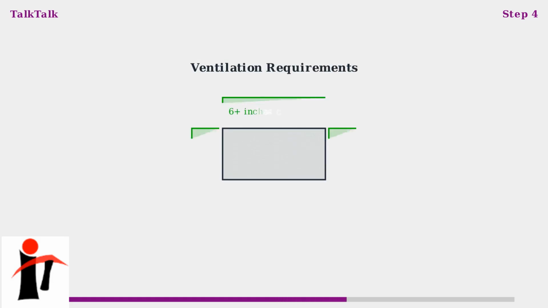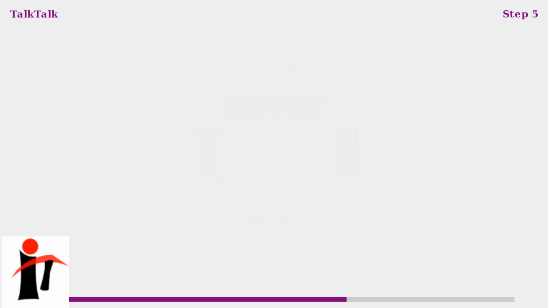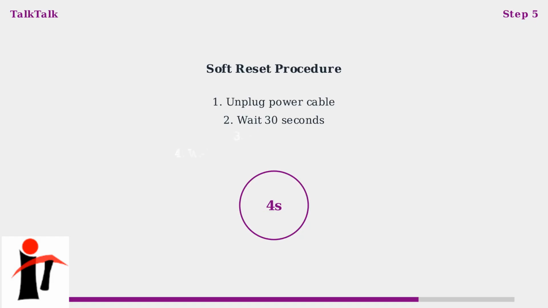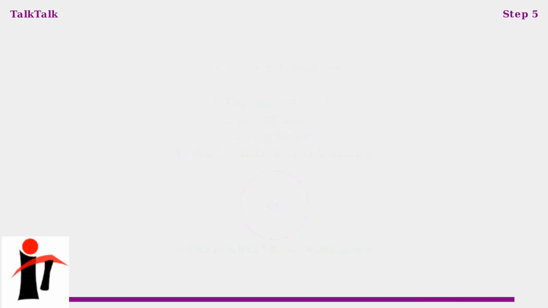Overheating is a common cause of YouView box failures. Check that your box has adequate ventilation and isn't stacked with other devices that generate heat. Finally, try a soft reset. This simple procedure resolves many common issues. Unplug the power cable for 30 seconds, then plug it back in and wait for the box to fully restart.